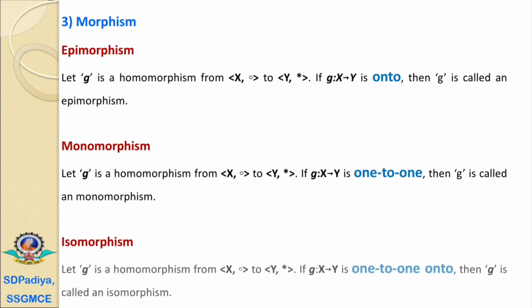Third is isomorphism. If this mapping G from X to Y is one to one onto, then the mapping G is called an isomorphism. If it is onto, then it is called the epimorphism. If this mapping is one to one, then it is called monomorphism, and if the mapping is one to one onto, then it is called isomorphism.